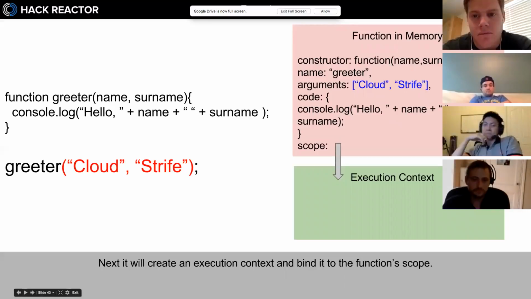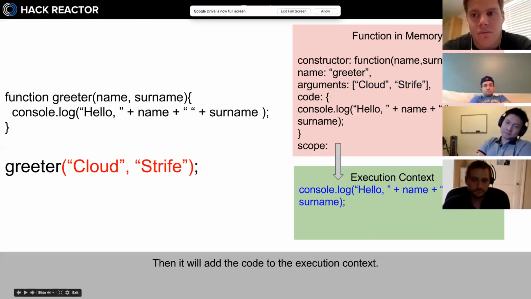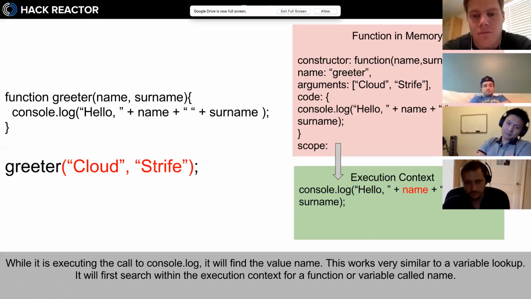Next, it will create an execution context and bind it to the function's scope. Then it will add the code to the execution context, and then it will run the code. While it is executing the call to console log, it will find the value name. This works very similarly to a variable lookup.